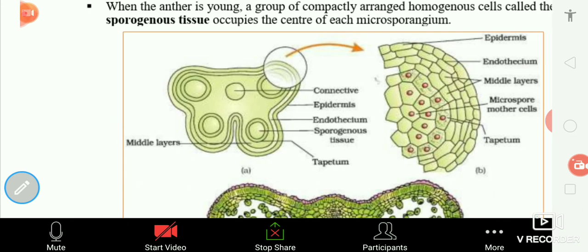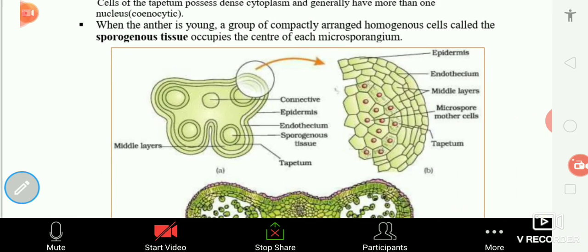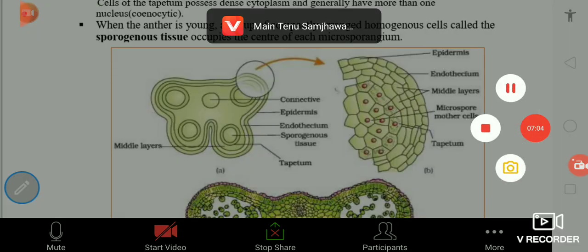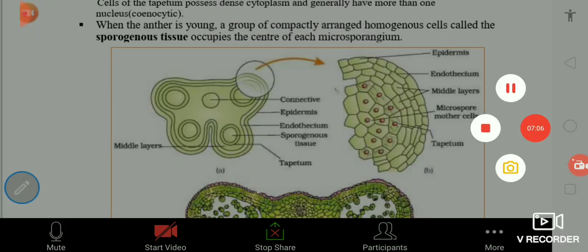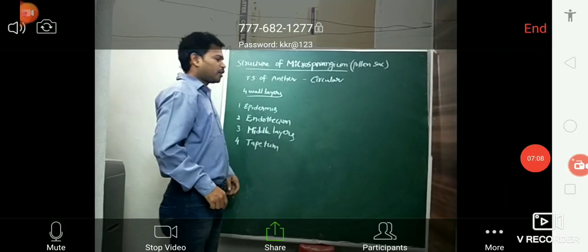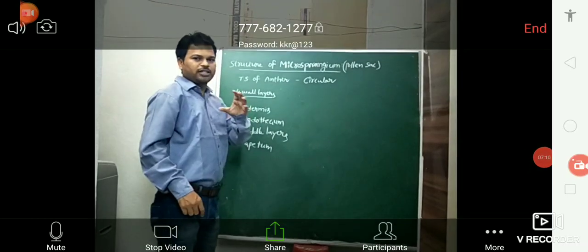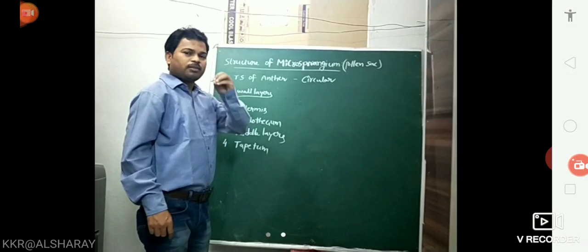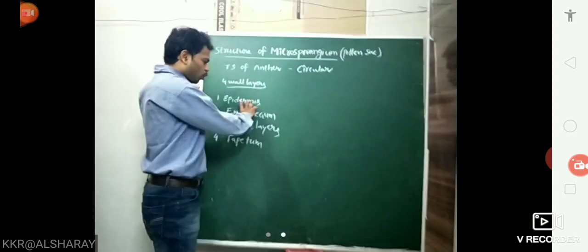Now come to the neat part. Just wait one minute, I'll show the diagram, then everything will come in the diagram. Just now I have shown the diagram. That is the microsporangium diagram. In the microsporangium, observe the 4 layers.